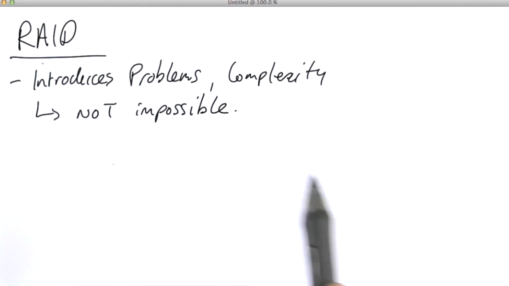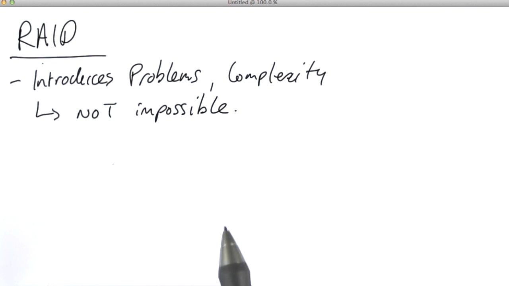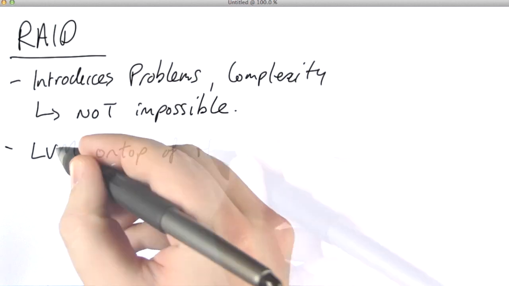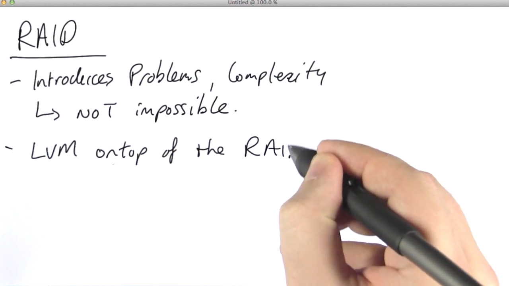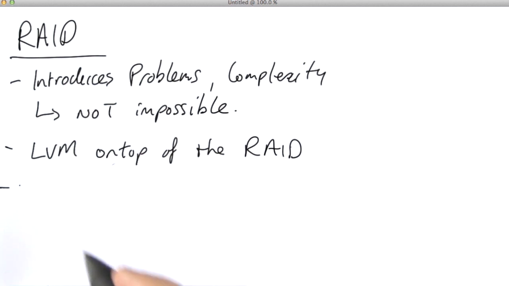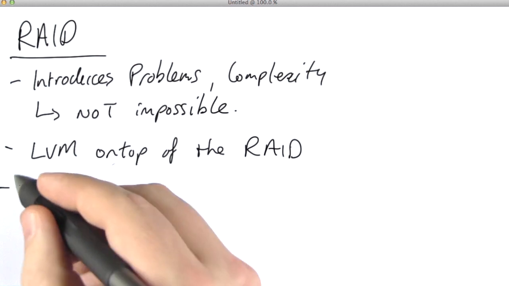So having RAID and trying to do a snapshot-based backup introduces problems and complexity, but it's not impossible. There are ways around the difficulties presented. One of the more common ones is to run LVM on top of the RAID. So in other words, as far as the LVM is concerned, everything is a single volume. That's what you're snapshotting, and it's the LVM software running on top of that that takes care of the snapshotting capability.